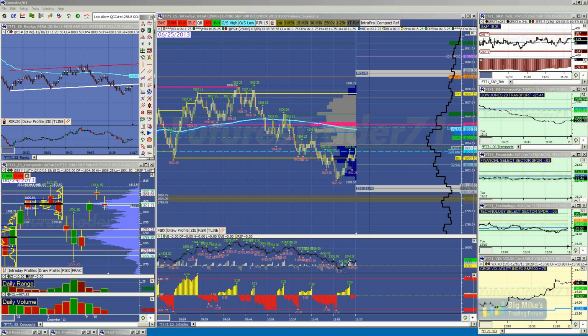All right. CP wants to know, how do you set up a volume profile for trading the 6E? Okay, so let me pull up a chart of the 6E.